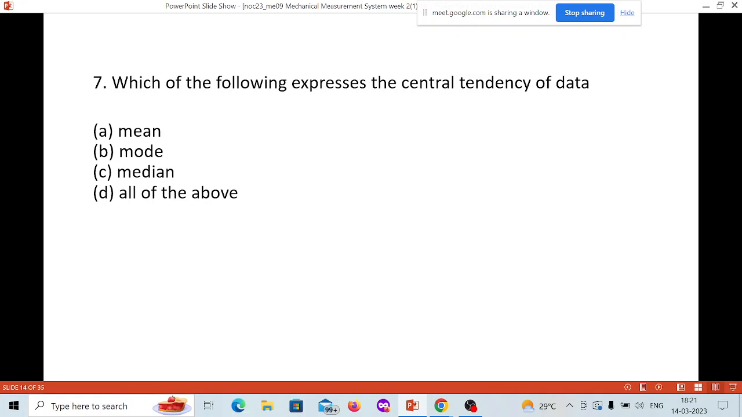If you have a spread of data, say 100, 200, 250, then 200, then 300, in this case 200 is the mode. The more frequent the data value is, that is defined by the mode. Mean is the average value, and median is the middle value. So the central tendency of data is all three. You can use all three for the central tendency of data. So which of the following expresses central tendency of data is D, all of the above.